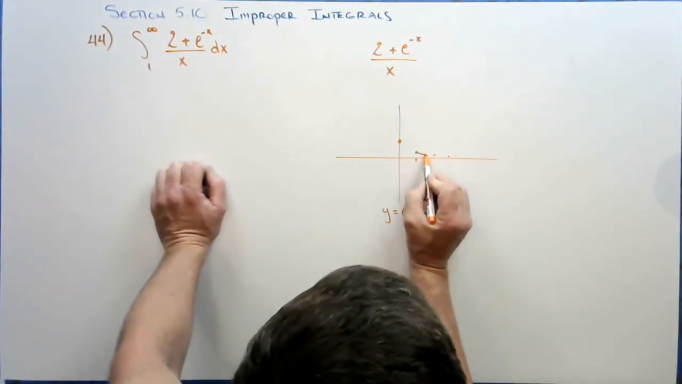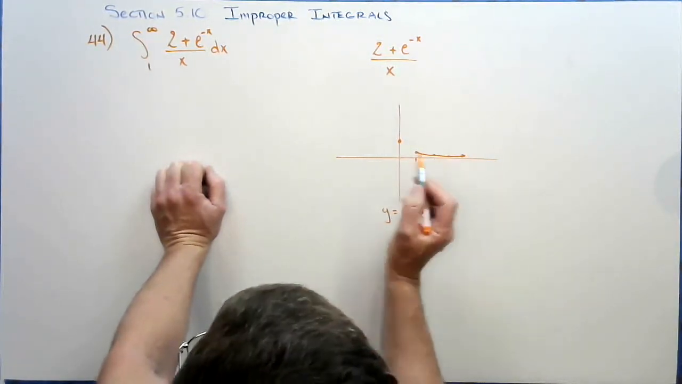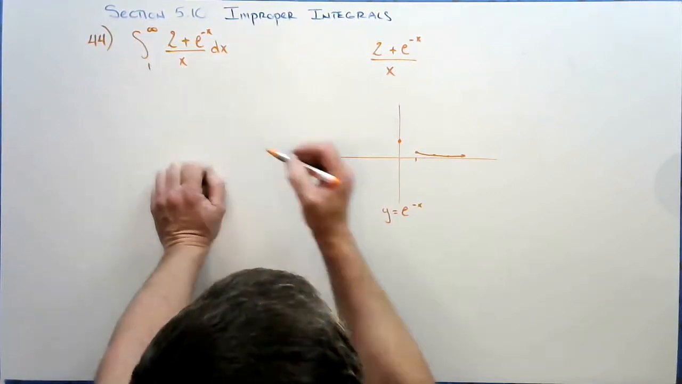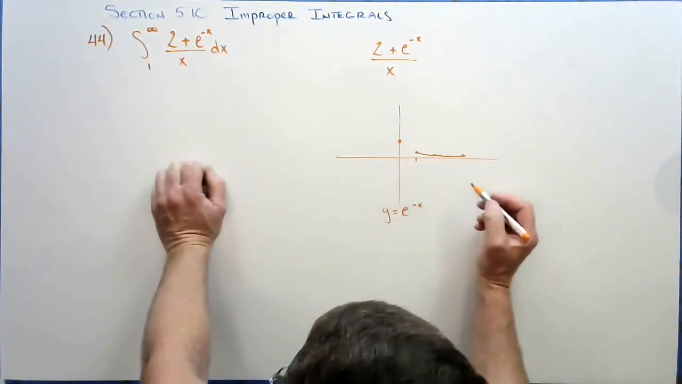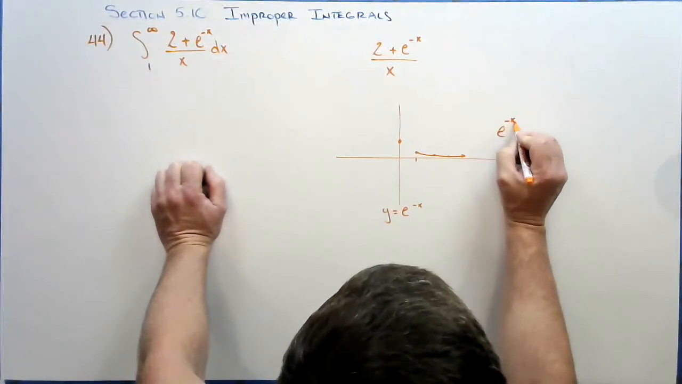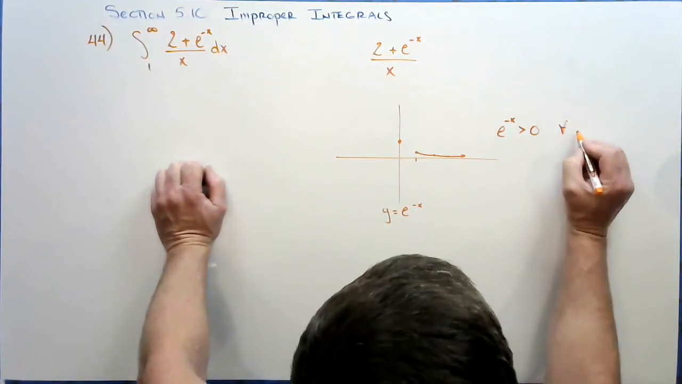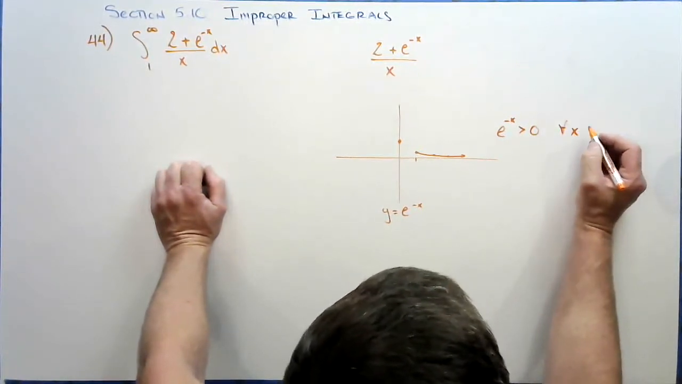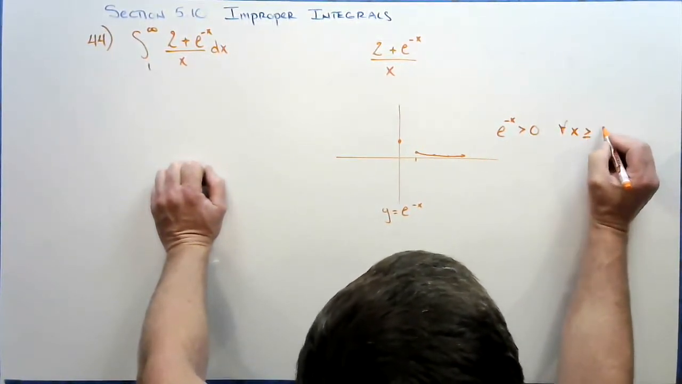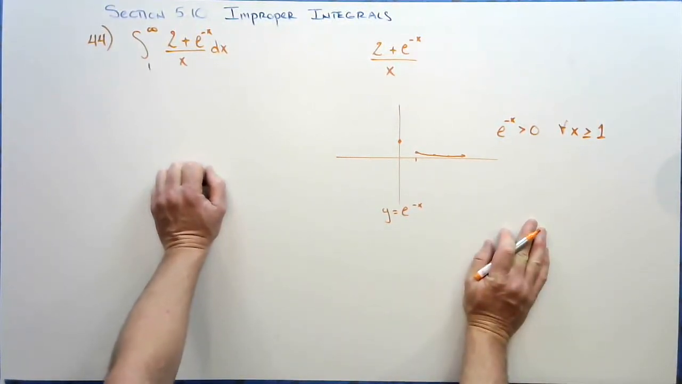But now I only graphed it from 1 on, because our lower bound is 1. So what can I conclude from this picture? Well, I can conclude this: e to the minus x is always positive for all x greater than or equal to 1. It's always going to be a positive number.